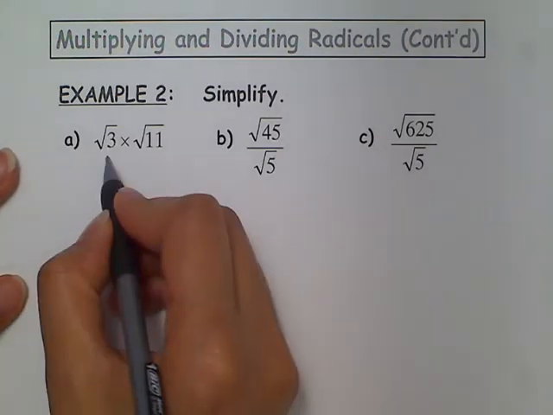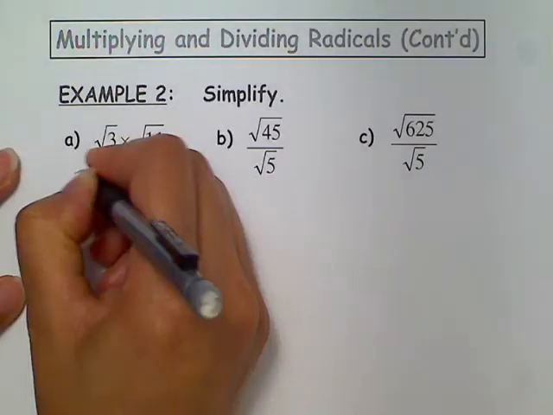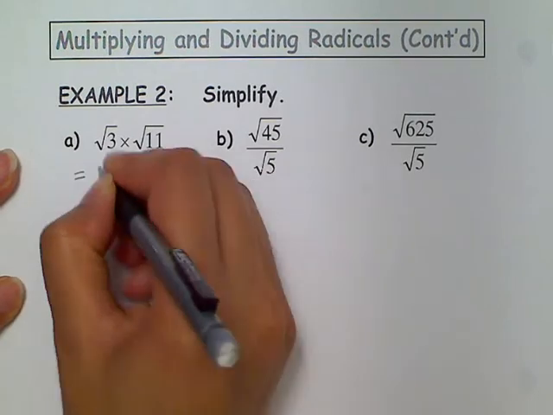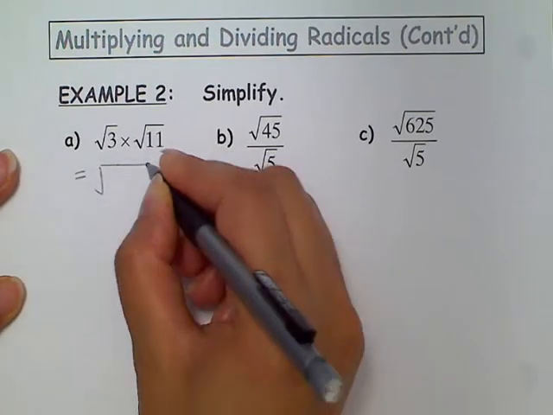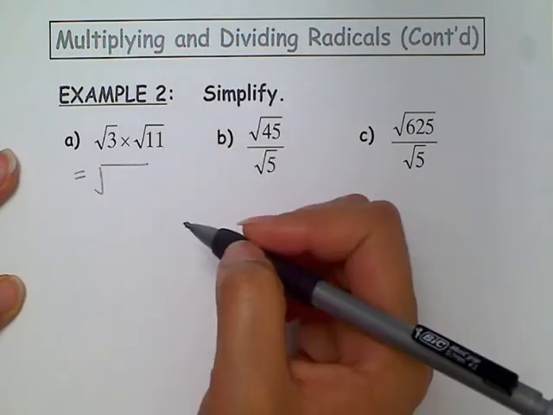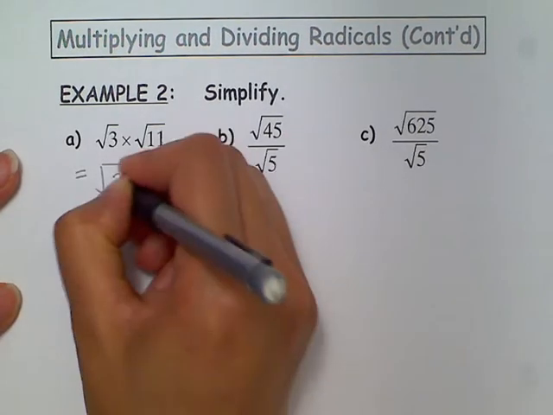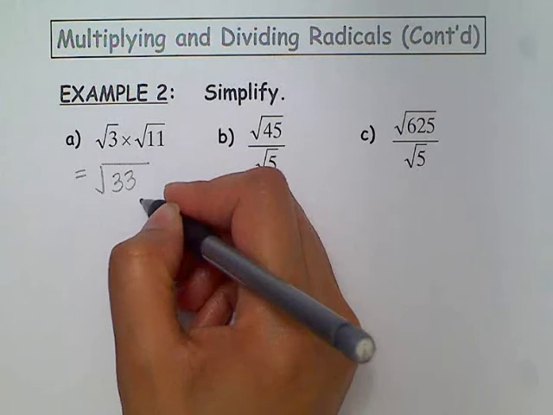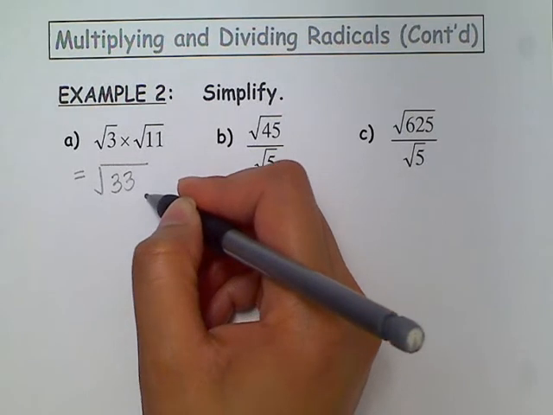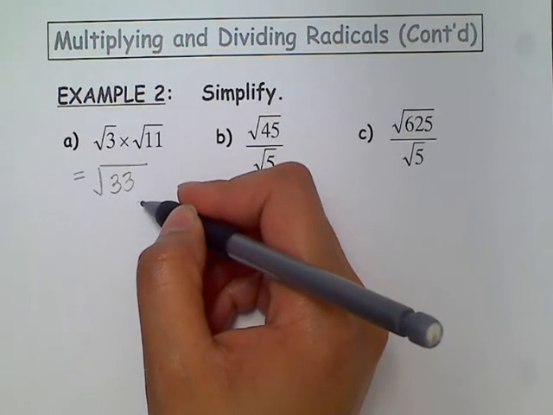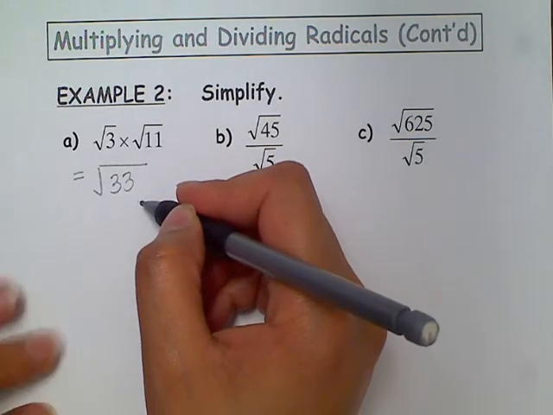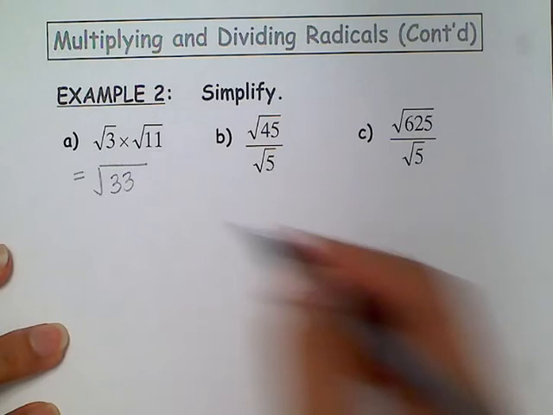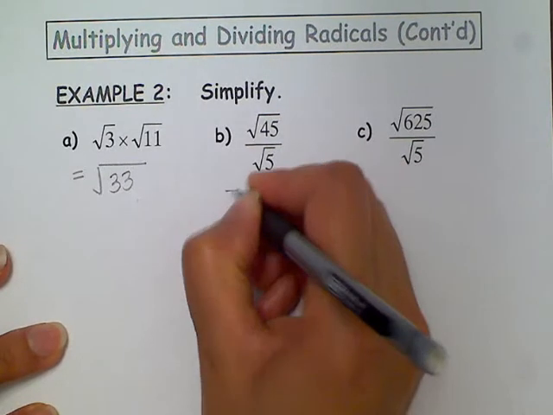So we're looking at multiplying and dividing radicals in this case. The first one, the operation is multiplication. So I'm going to simplify this by writing them both under one radical and multiplying the two radicands that are underneath the radical sign. So 3 times 11 gives me 33. Now I think about whether or not I can simplify this. Is there a perfect square factor that goes into 33? In this case, there isn't, so we're going to leave it the way it is. That's as simplified as it can get.